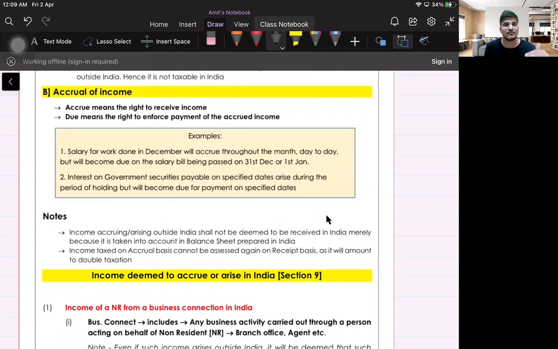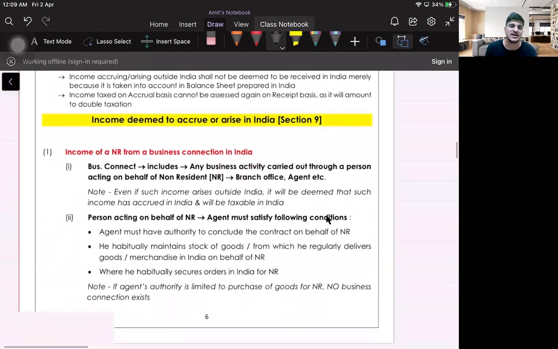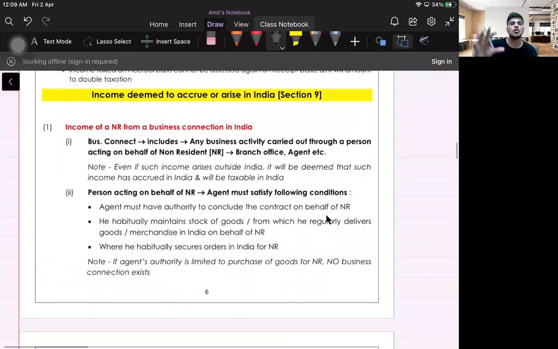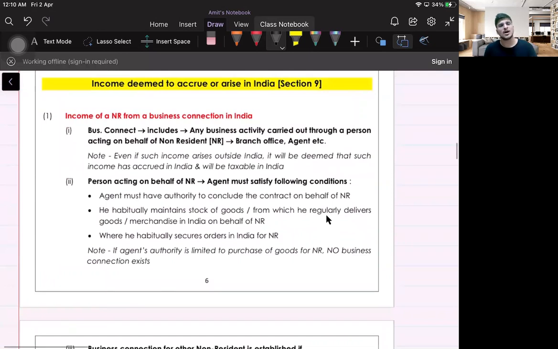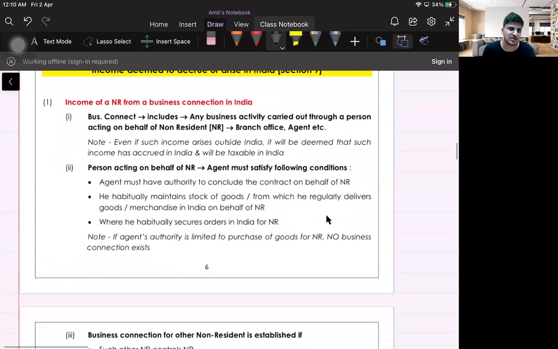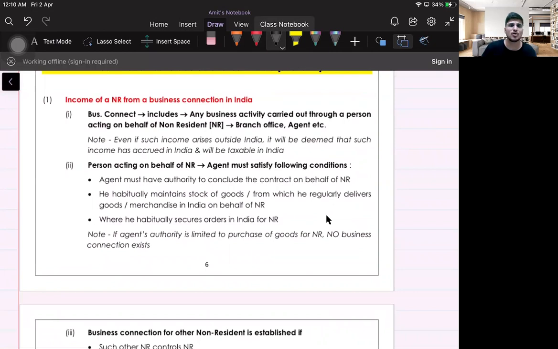Then we will move on with the main topic, the heart of this chapter, that is income deemed to accrue or arise in India, that is given under section 9. Income deemed to accrue or arise in India. My first point is income of a non-resident from a business connection in India. That person has a business connection. I'm talking from the non-resident's perspective. The non-resident has a business connection in India.